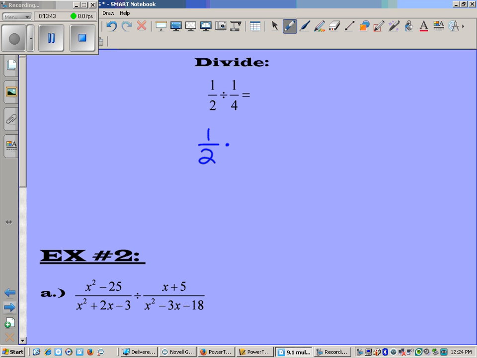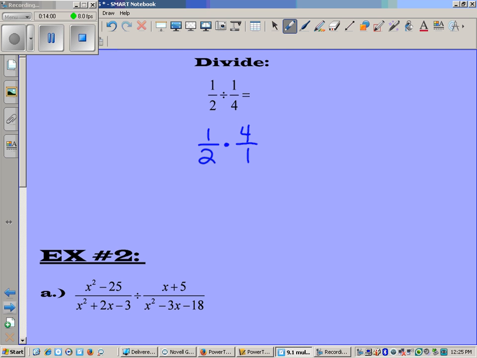Maybe your teacher taught you multiply, flip the guy and multiply, I've heard some kids say. You keep your first one the same, you change it to a multiplication, and you do the reciprocal of the second one, meaning you flip it. Okay? So now it's turned into a multiplication problem.